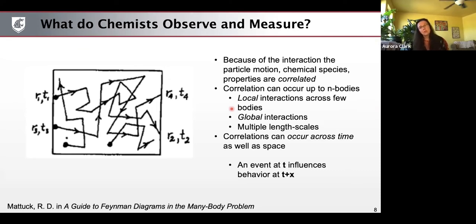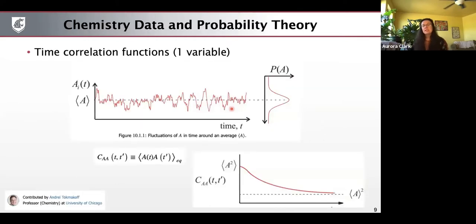Another thing that's really important to think about is that these correlations in particle position and time-dependent phenomena occur both across time as well as space. And so an event at time t can influence behavior at t plus x. This leads to the way in which chemists often think about correlations, which is in the context of correlation functions, which really are derived from probability theory.